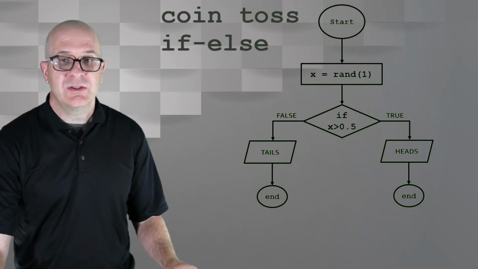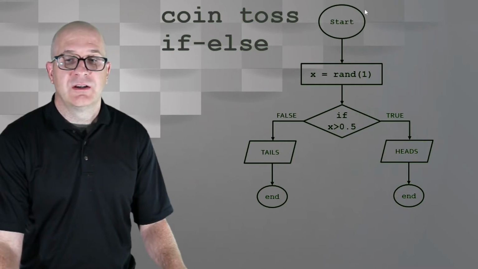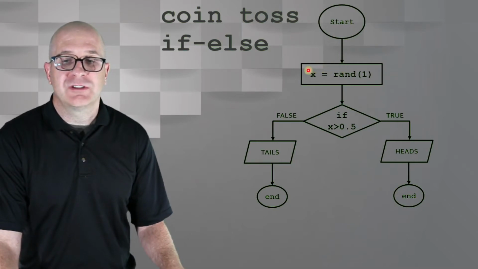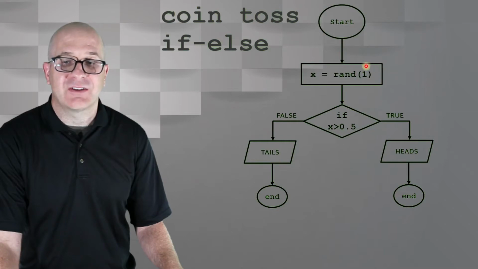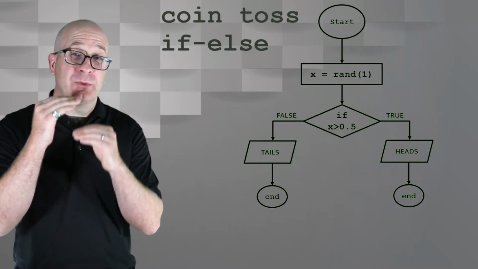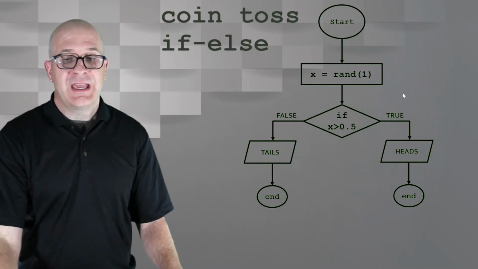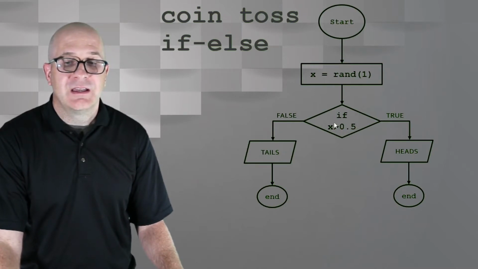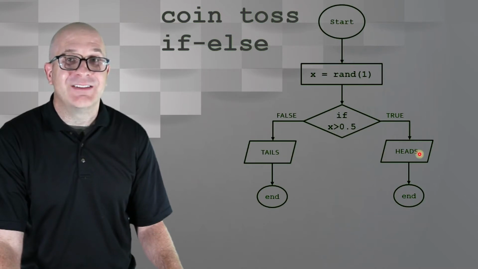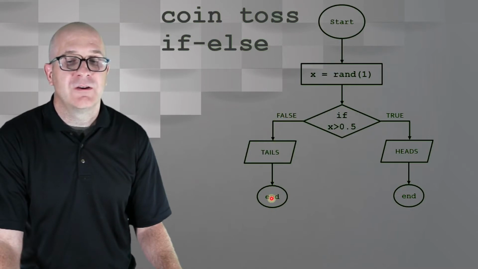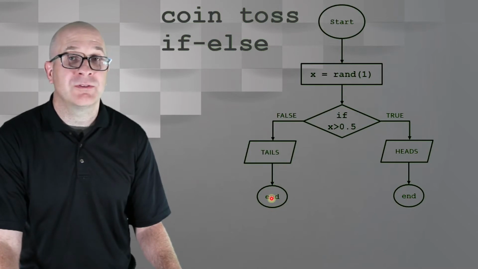The way that we're going to do this is we're going to use logic. We're going to start our program, and the first thing we're going to do is create a random number x between 0 and 1. If we create a random number x between 0 and 1, we can say if x is greater than 0.5, and that's true, we're going to call it a heads. And if x is not greater than 0.5, so it's less than or equal to 0.5, it's going to be false, and therefore we will give it a value of tails.